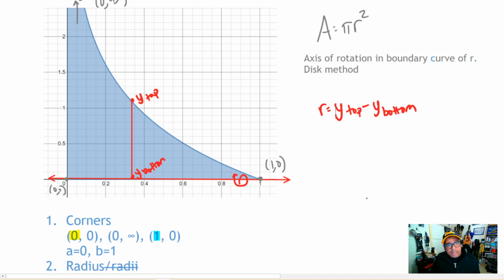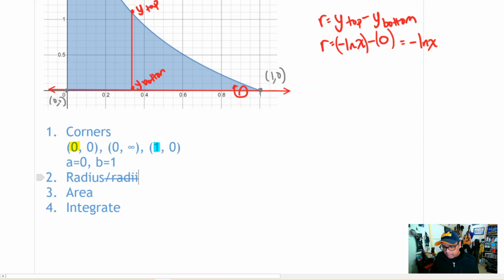Now the y-coordinate on the top is always going to be on that curve, and that curve is negative natural log of x. Y bottom is always going to be on the x-axis, and the equation of the x-axis is y equals 0. So here is my expression of the radius, negative natural log of x minus 0, which of course is just equal to the negative of the natural log of x. That's my radius. Scrolling down to the game plan, we'll go ahead and write that in. R is negative natural log of x.